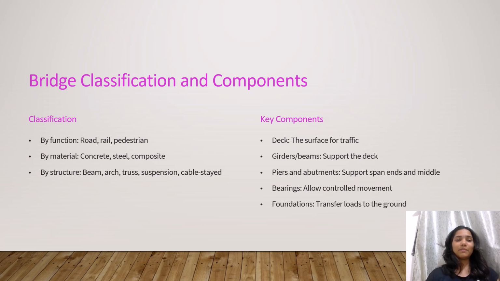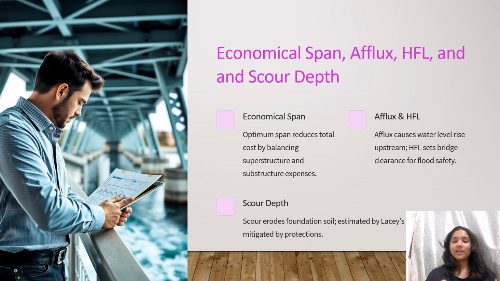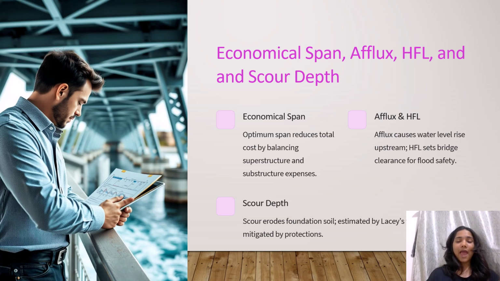Then foundations. The basic principle of a foundation is to transfer the load safely to the ground. Then moving on to some technical terms, like what economical span, afflux, HFL, and scour depth mean with respect to bridges. So economical span is the span length, that is the distance between two supports, where the combined cost of the superstructure, that is the deck and beam, and the substructure, which includes piers and foundation, is minimized. That is nothing but an economical span.